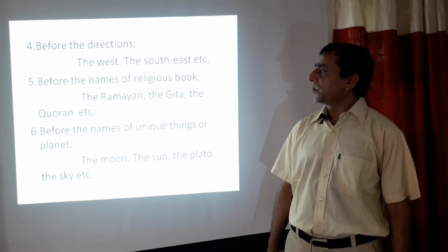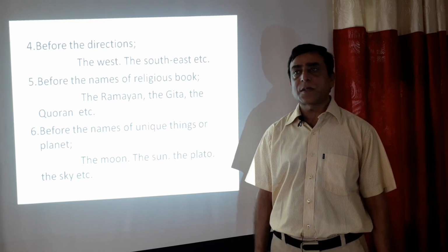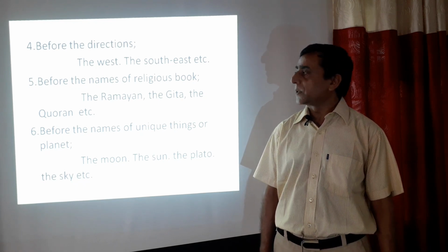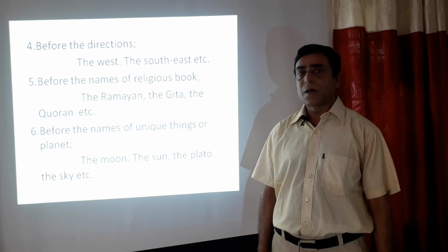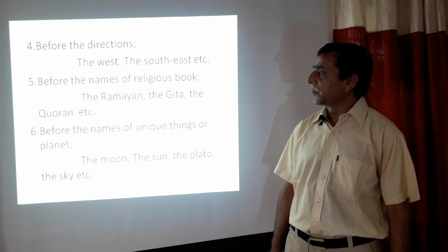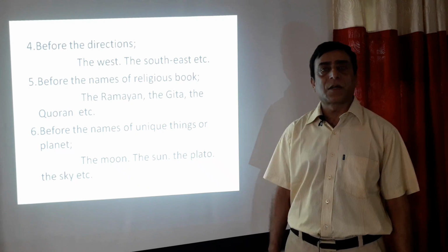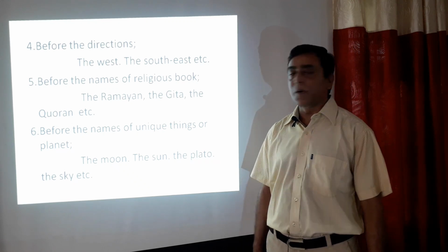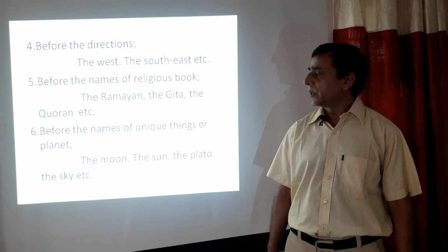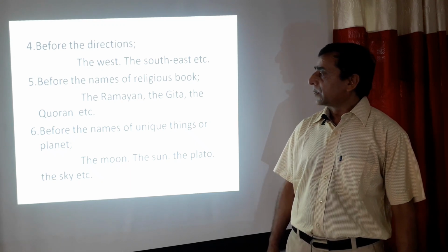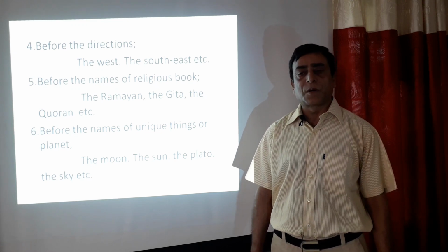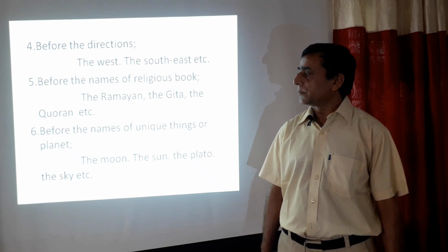Number five, before the names of religious books. Friends, before the names of all the religious books, we put the article before the religious book. For example, the Ramayana. Ramayana is one religious book of Hindus. Before it, we use the article. The Gita is also a religious book of Hindus. We use the. The Quran is the religious book of Muslims. Before the Quran, we use the article.